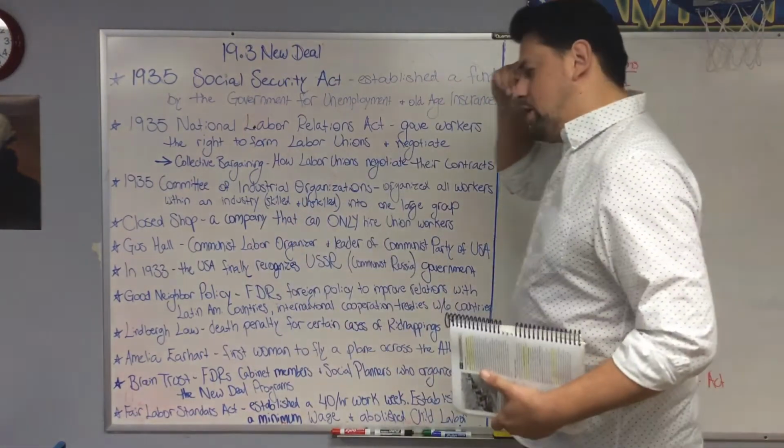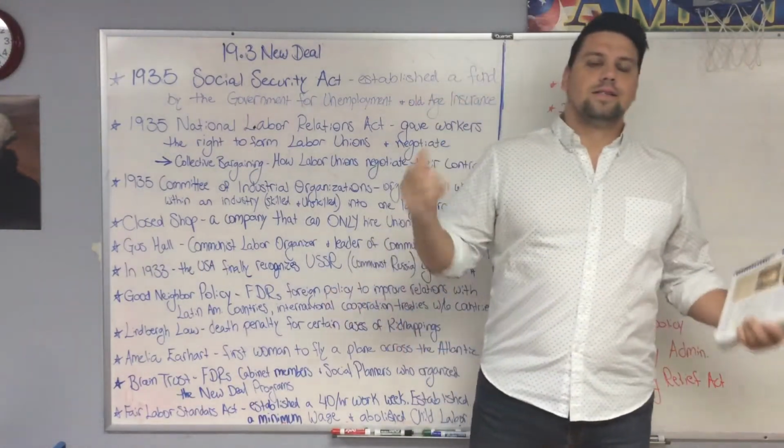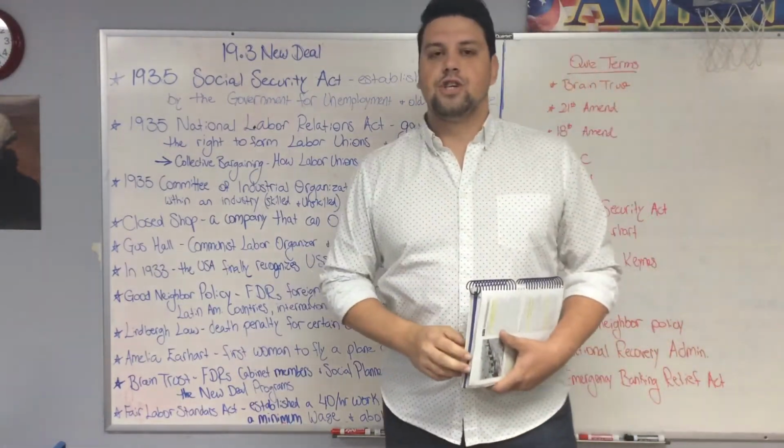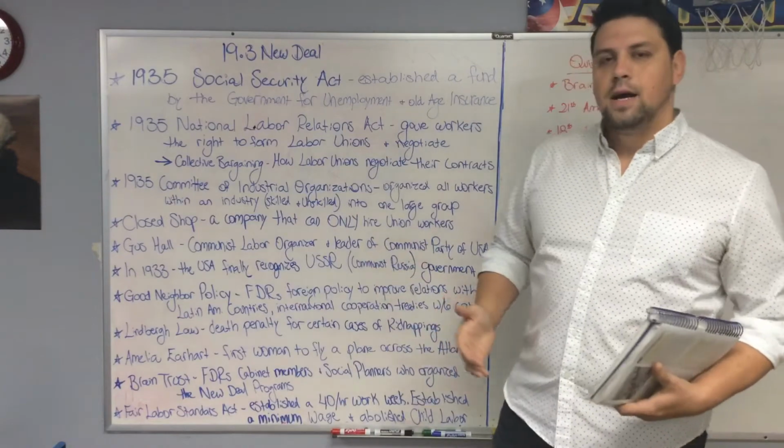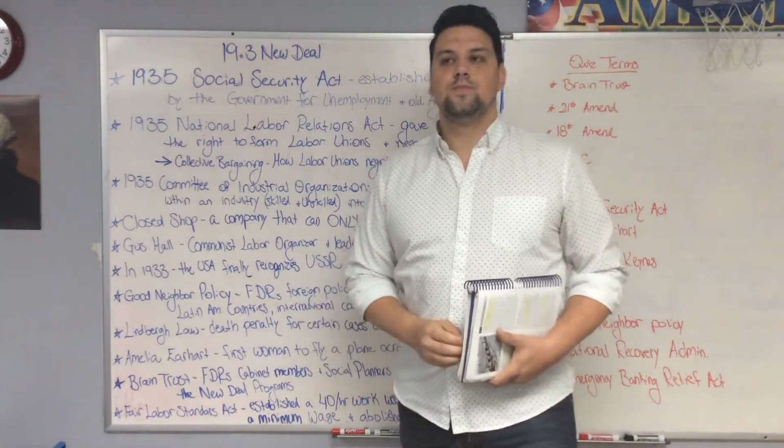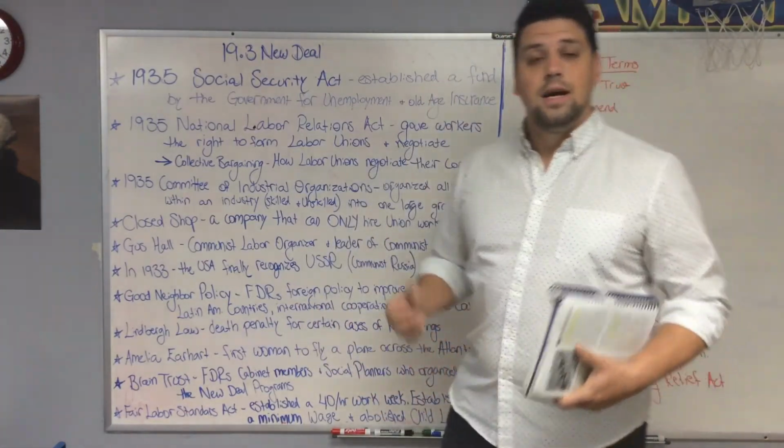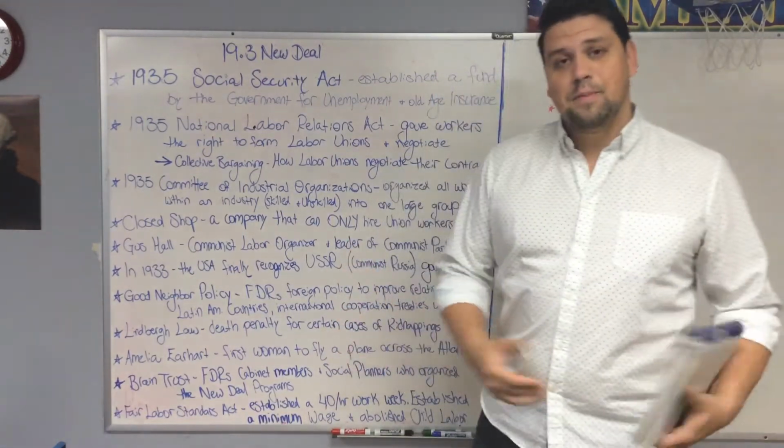A famous labor union leader that we talked about was Samuel Gompers from the previous chapter, but there was another guy that rose up during this time in the 1930s because we have a rise of communism throughout the world, and even some here in the United States.